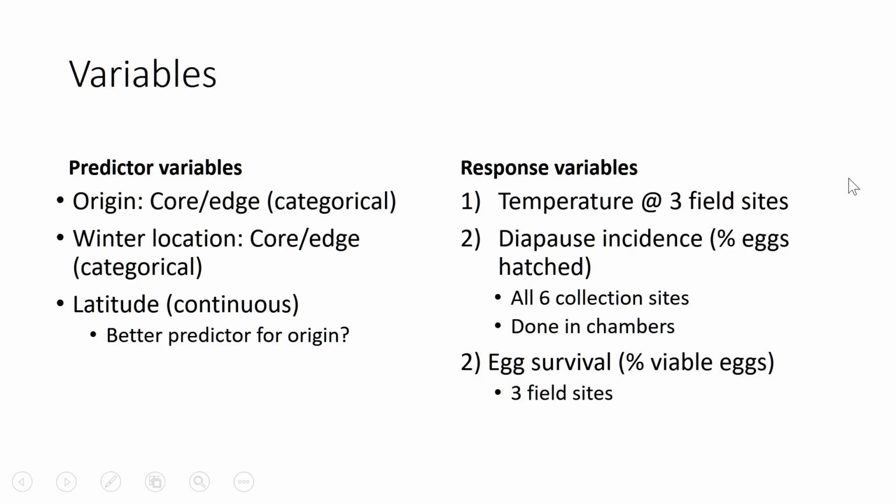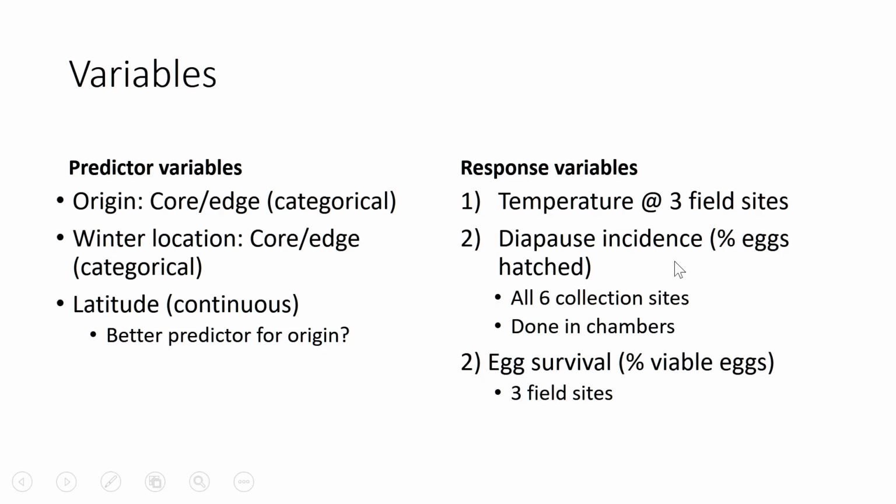So then we have response variables. The responses, these are the measures that they're going to use to test whether they have faith in or confidence in one hypothesis or another. One of the things that they wanted to ask is just, do these temperatures differ at the 3 field sites? So this is a somewhat interesting but relatively predictable response. So they're going to look at temperature.